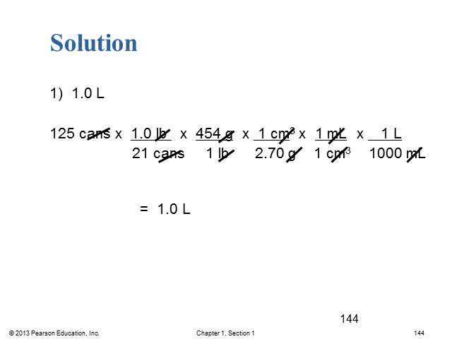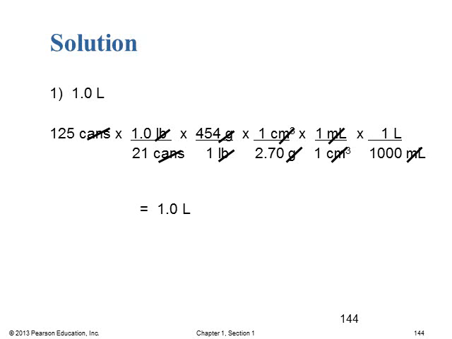We need to first figure out how many pounds of cans we have. Then we need to convert our pounds of cans to grams of cans. Then we can finally use the density of our cans to figure out the volume of cans, and then convert through the different volumes. So if we have 125 cans, first we need to figure out how many pounds of cans we have. So in 21 cans, we have 1 pound of cans, so cans will cancel out.